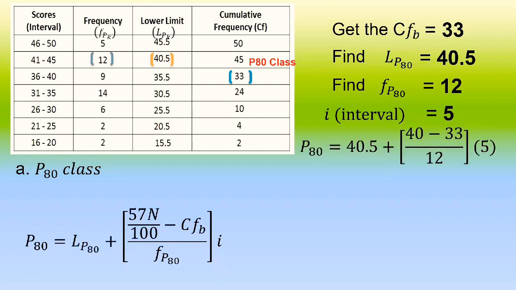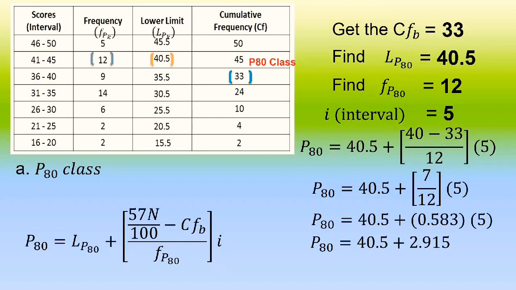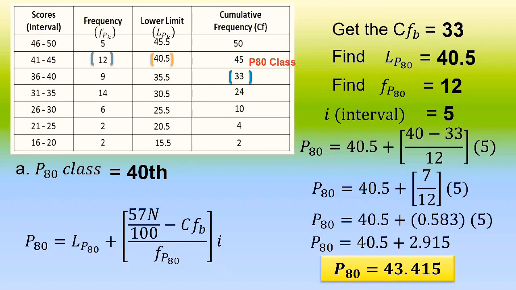Substituting the values in our formula, we have 80th percentile is equal to 40.5 plus the quantity 40 minus 33 all over 12 times 5. Simplifying our expression leads us to the approximate value of our 80th percentile, and that is equal to 43.415. So therefore, the approximate value of our 80th percentile is 43.415.